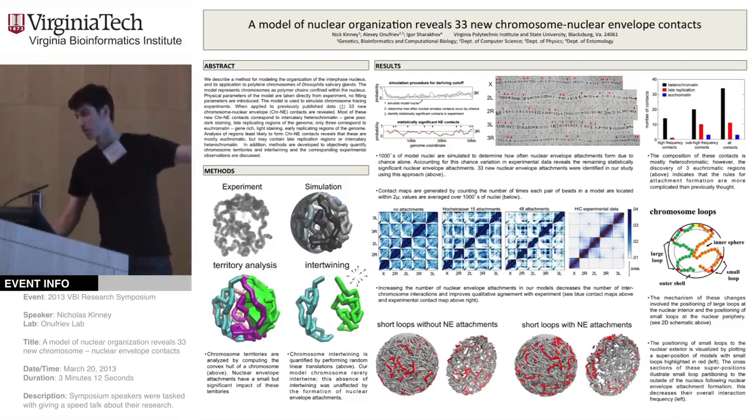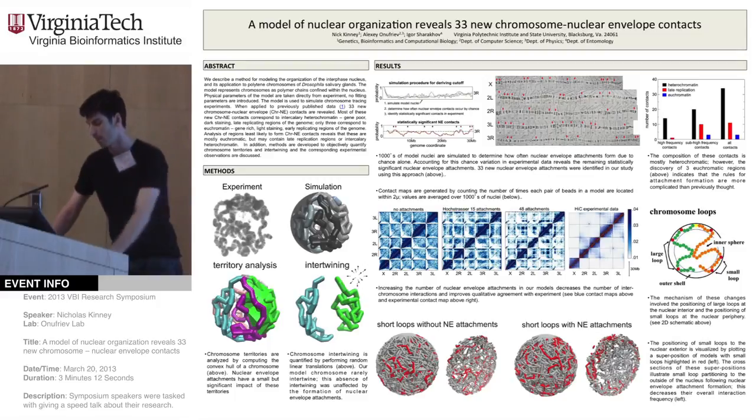Experimental reconstructions of these nuclei have identified 15 positions along these chromosome fibers that are frequently attached to the nuclear envelope. So we built a computational model to address and answer 3 questions.